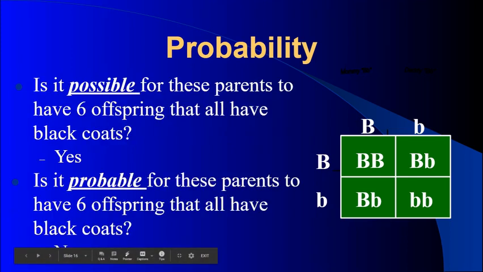Is it possible for these parents to have six offspring that all have black coats? Yes, it's entirely possible. But is it probable for these parents to have six offspring that all have black coats? No, it's not probable, because we would expect 3/4 of them black and 1/4 of them white. So that's an example where we have our probability of what we expect, but actual results could be different.